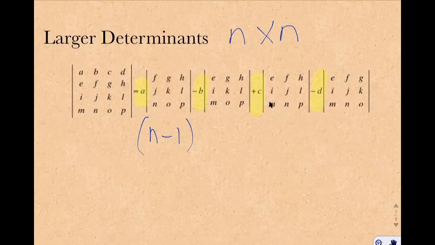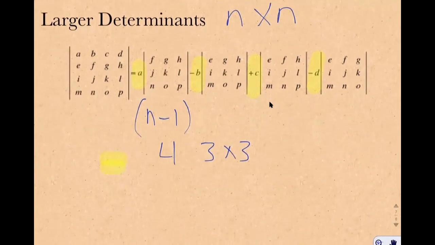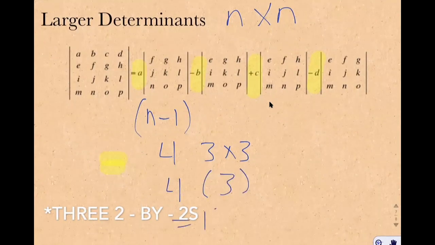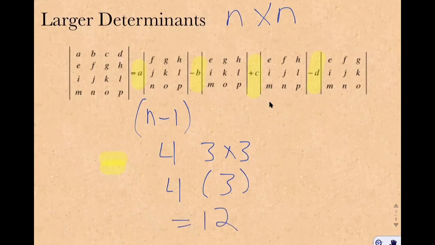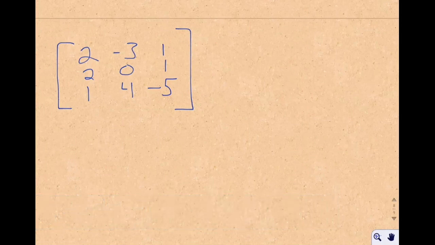Well, in this case, we have to compute 4 3 by 3s in order to find the determinant of the 4 by 4. But remember, each of those 3 by 3s involves 3 2 by 2s. So in actuality, you're going to need to do 12 determinant calculations here. It's a lot of work, and honestly, past 3 by 3, you should probably be finding your determinant using a calculator.